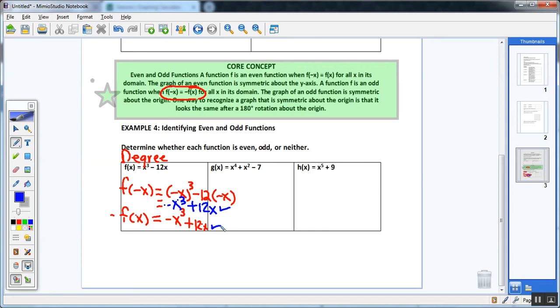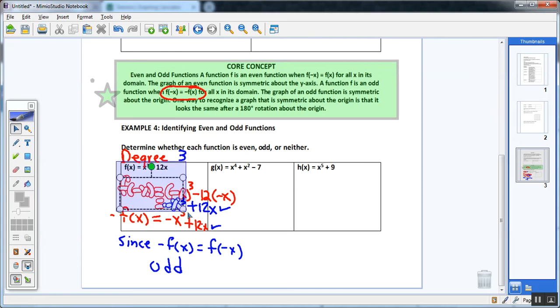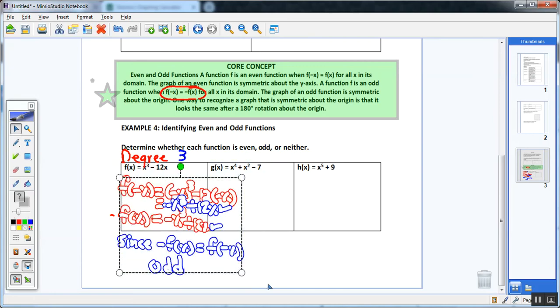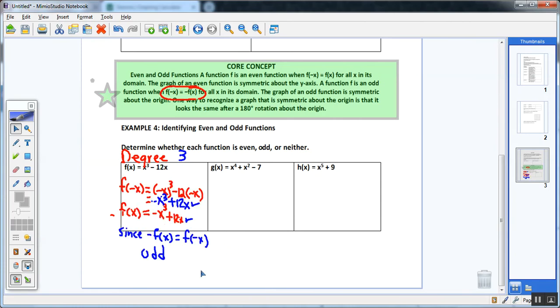So down below here, I'm going to say since negative f of x equals f of negative x, the function is odd. Okay, that function is odd. So we say, well, it's degree 3, so we're going to check to see if the function's odd. So right here, kids, is the work for all of that.